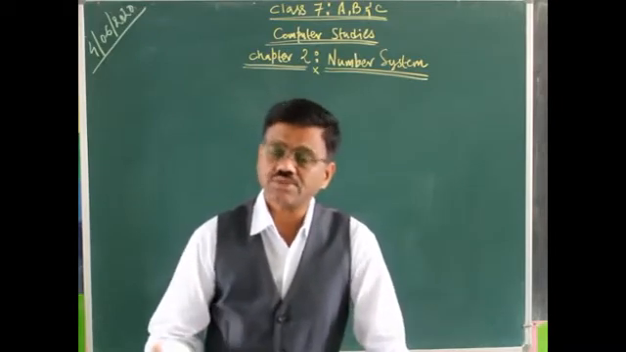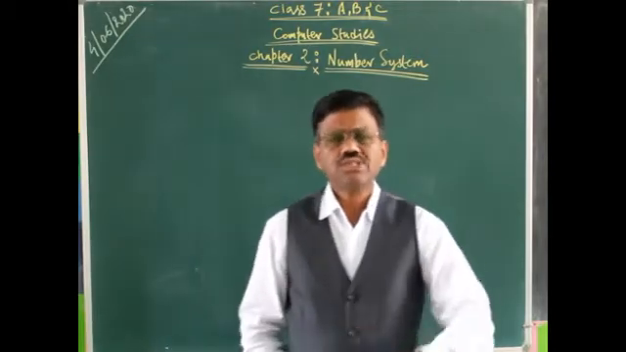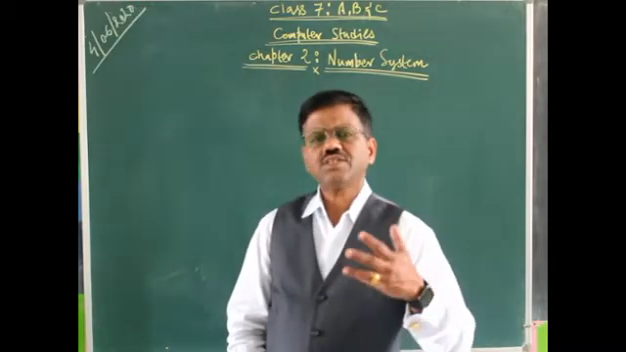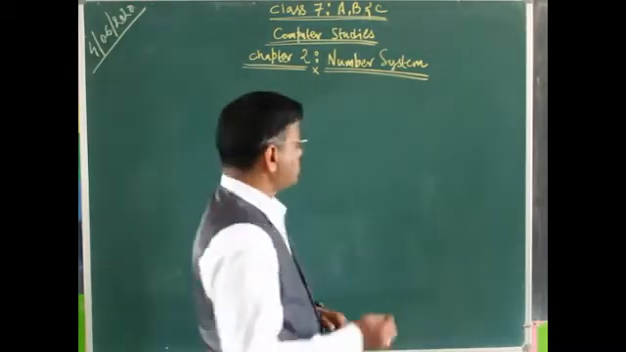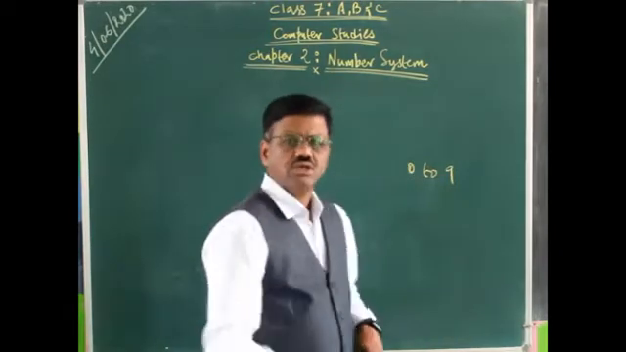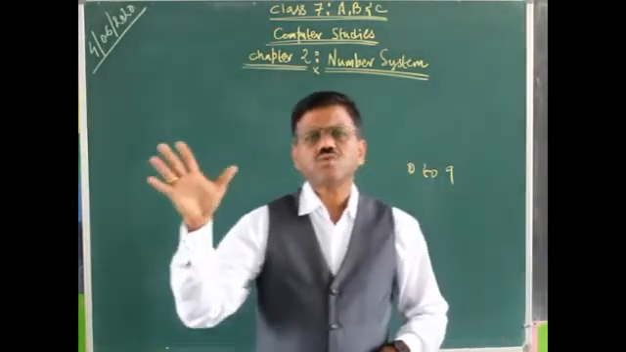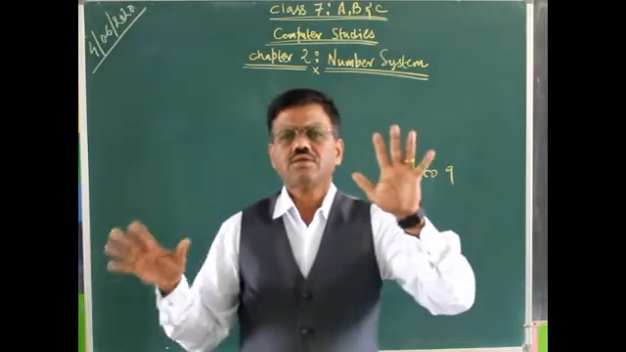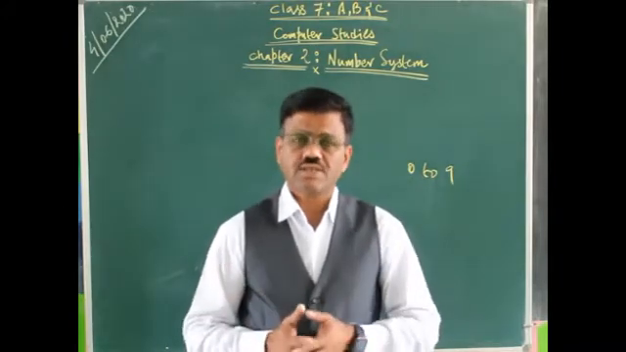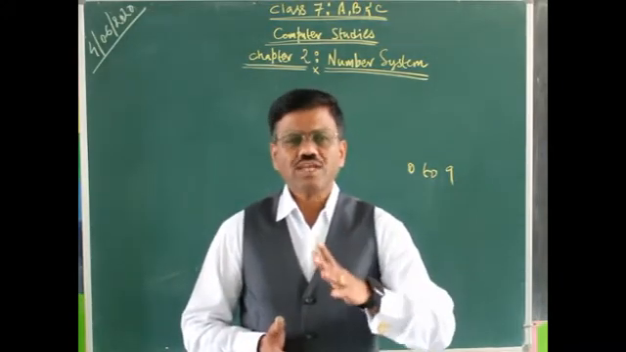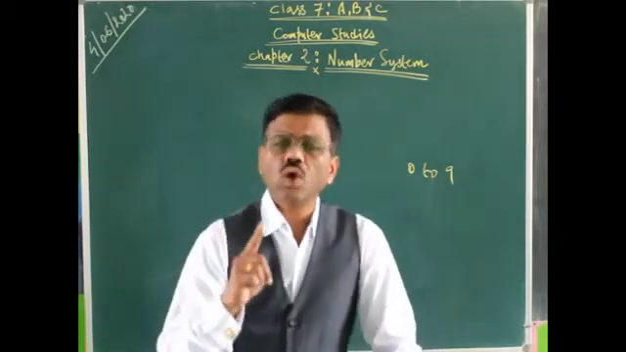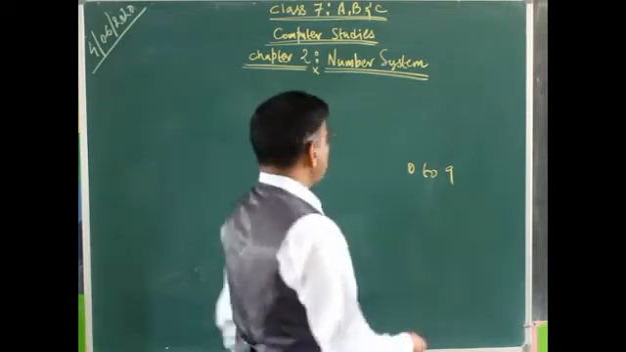Decimal means 10. Some authors say ternary number system, some say decimal number system. Decimal means 10, where we use only 10 digits: 0, 1, 2, 3, 4, 5, 6, 7, 8, 9. So how many digits are there put together? Sorry, 0 to 9, 10 digits are there. So that's why you and I, from our kindergarten studies till now, are familiar with one number system known as the decimal number system.